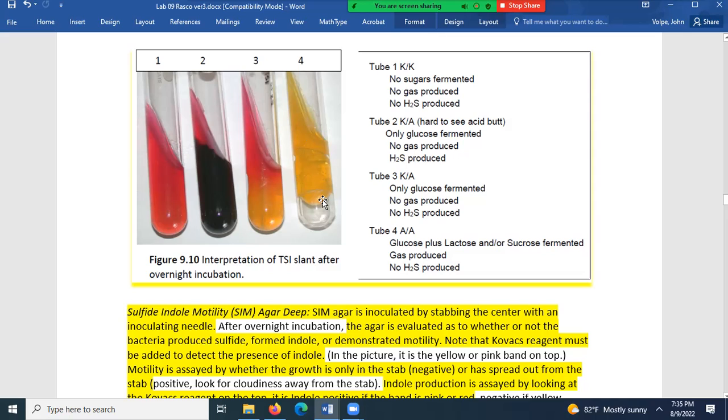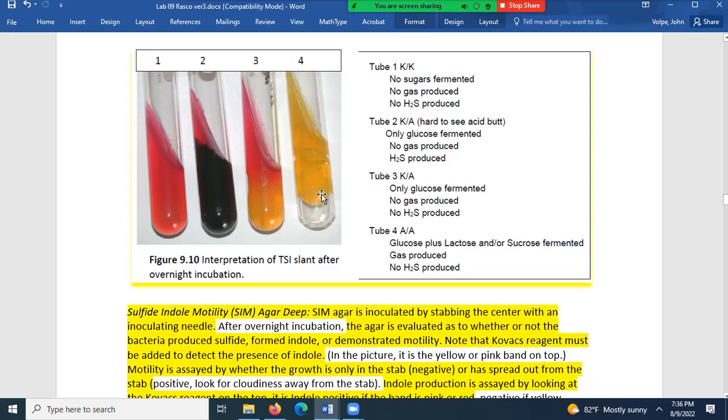Let's talk a little bit more about tube 4. This is happening, fermentation of the sugar, both aerobically and anaerobically. We have gas production, which is why the agar is pushed up. There's a big bubble of gas here. And then the agar is broken. That's another sign that gas is produced. This tube is not black, so there is no hydrogen sulfide gas produced.